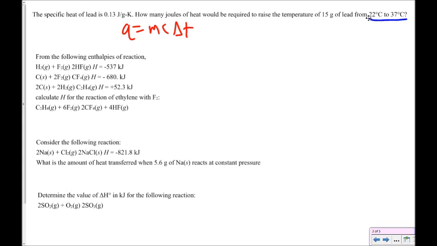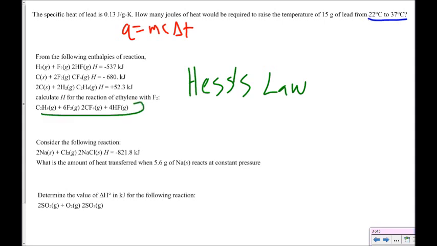Okay, next problem. From the following enthalpies of reaction, they give us 3 reactions and their enthalpies. Calculate, and these should all say delta H's, calculate delta H for the reaction of ethylene with F2. So they're now asking us to find the delta H of this 4th equation. This is a dead giveaway. It's a Hess's law problem. One of the easiest ones to stand out because they're asking about the delta H of a reaction and they're giving us 3 reactions with enthalpies that we can use to calculate that one.